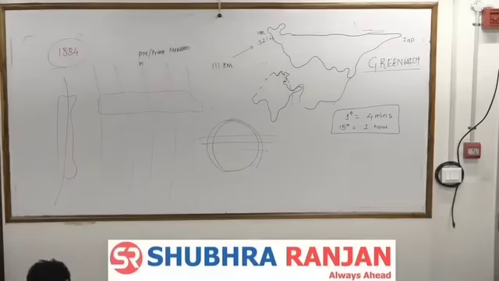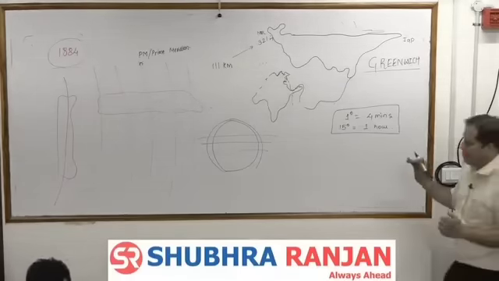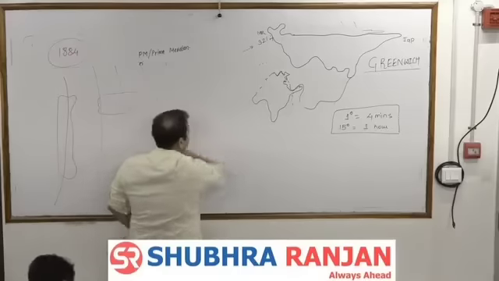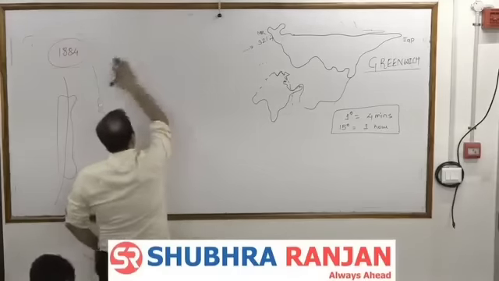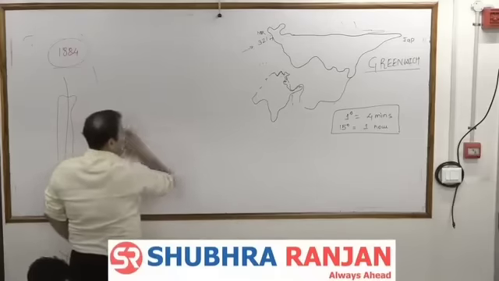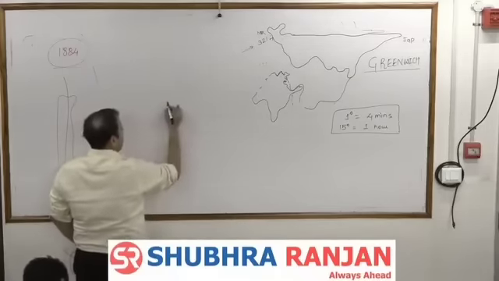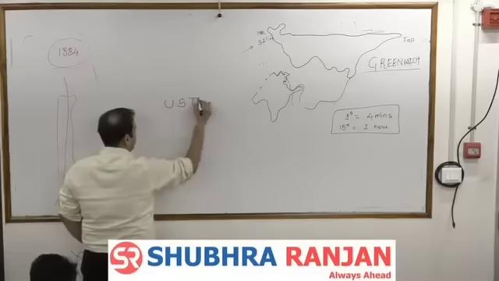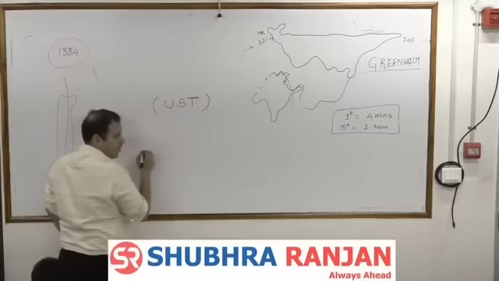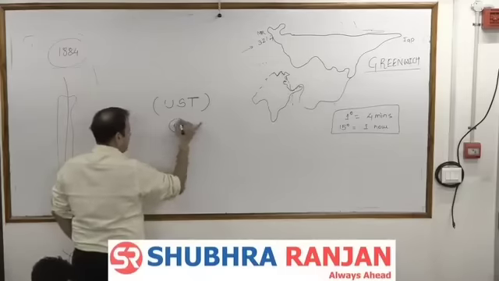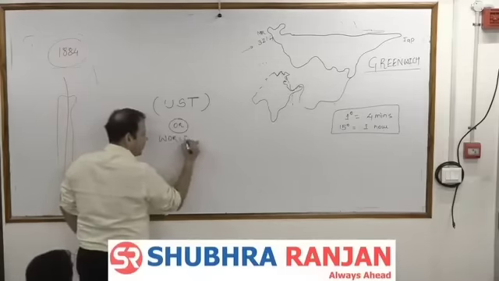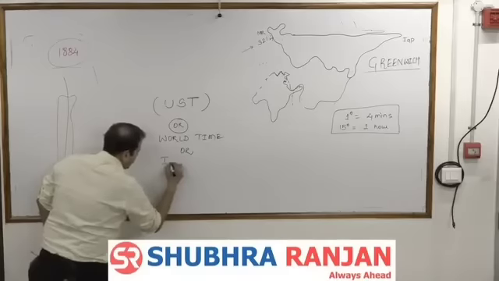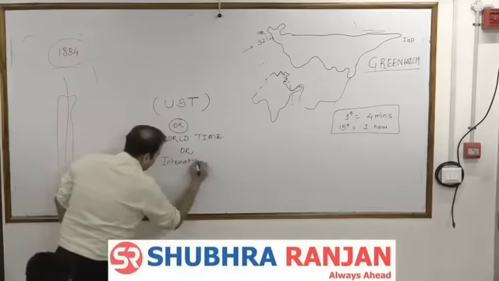the prime meridian is used for setting a common world time, and therefore it is also known as Universal Standard Time (UST), or it is also known as world time, or International Standard Time.